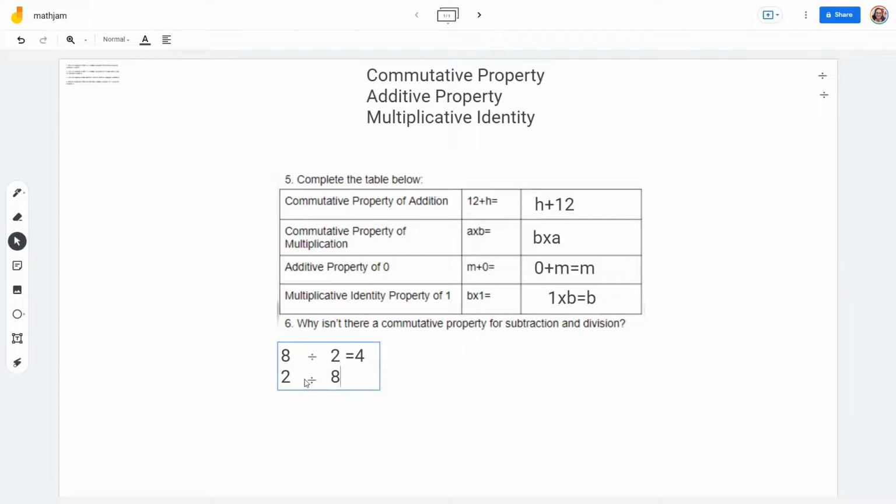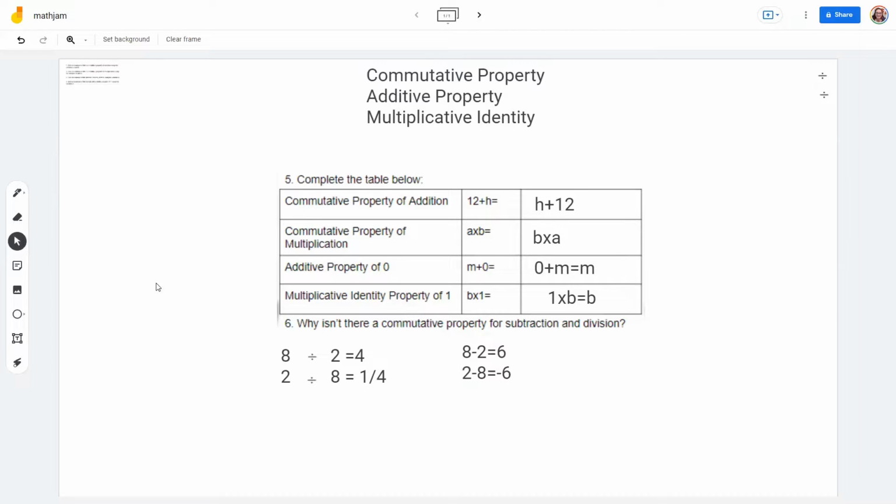But does it? Doesn't look like it does. 2 divided by 8 would be 1/4. Not quite the same thing there, is it? Okay, so what about subtraction? Well, if we were to take 8 minus 2, we know that that equals 6. So if there was a commutative property for this, then we would be able to say that 2 minus 8 would also equal 6, except it doesn't. If you took 8 from the number 2, you'd end up with -6.